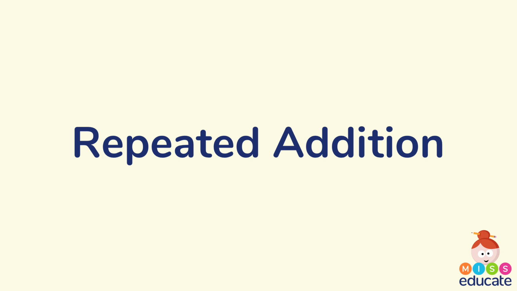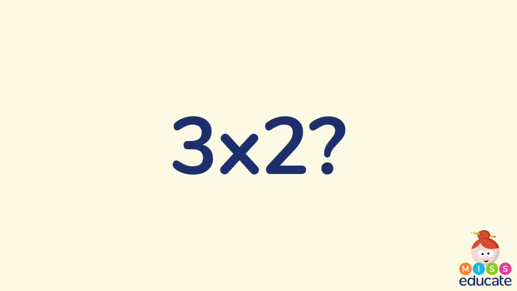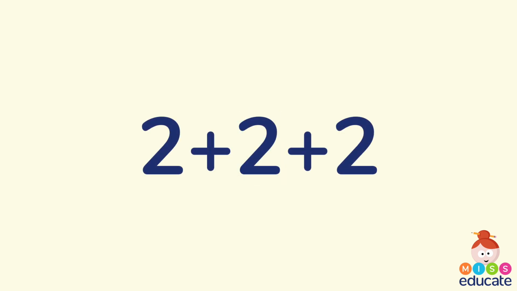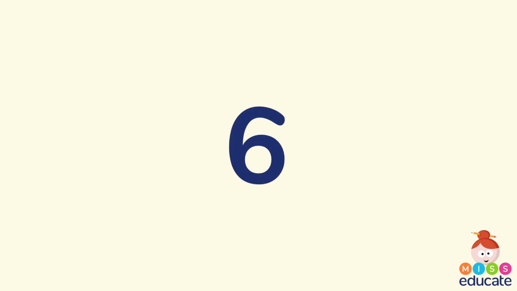Say for instance, we look at the multiplication 3 times 2. How else can we say that? 3 times 2, 3 multiplied by 2, 3 groups of 2. So what is 3 times 2? Well, you might shout out straight away and say 3 times 2 is indeed 6. When we're adding together our repeated addition for 3 times 2, what we're really doing is 3 groups of 2. Therefore, 2 add 2 add 2 gives us 6.